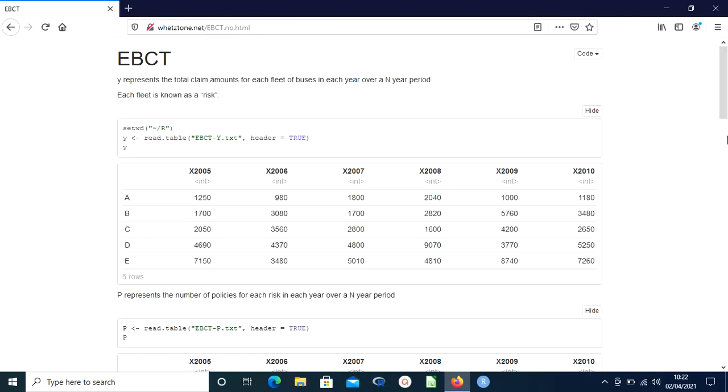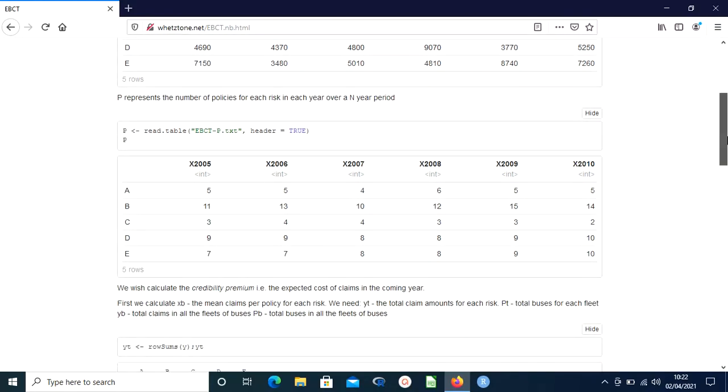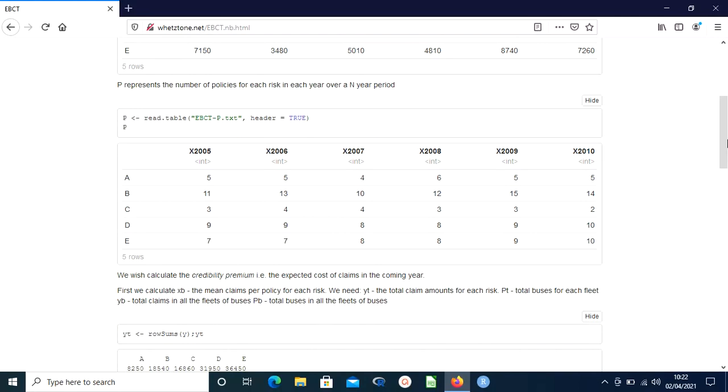We also had a table P, which represents the number of policies for each risk each year over any year period. What we do is we call a fleet a risk, because it can generate claims. So we had P, which was our table representing the number of policies for each risk in each year over the same period. So again, you can see that for risk A there were 5 policies. For risk E in 2007 there were 8 policies, and so on and so forth.